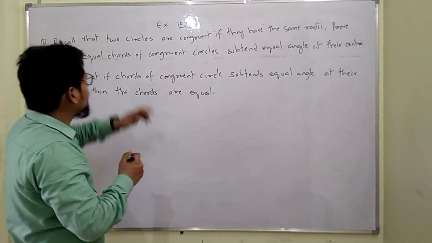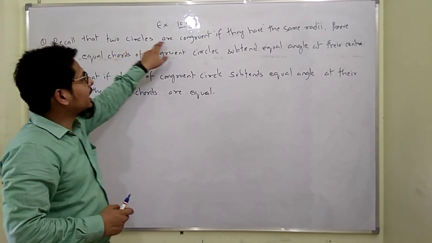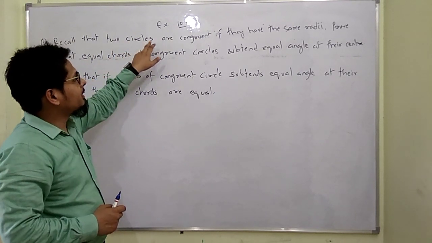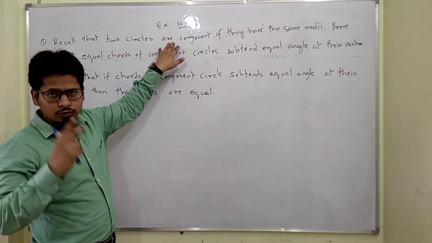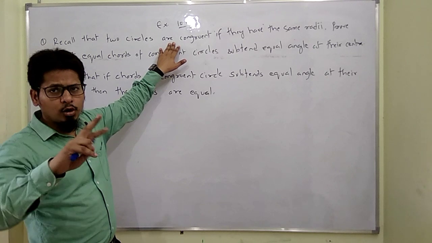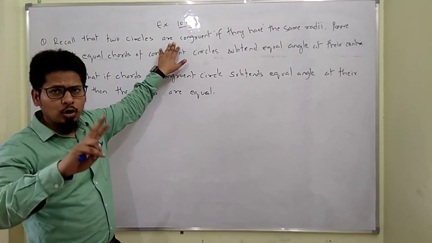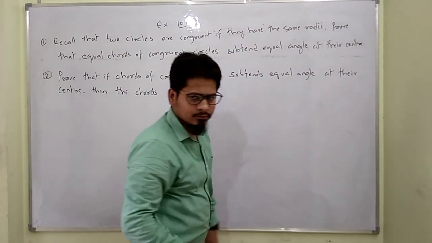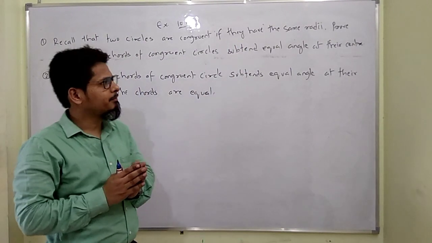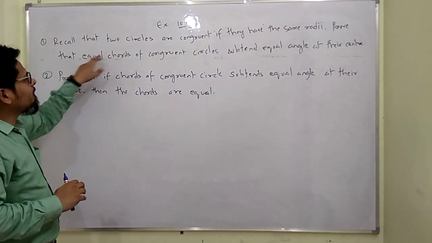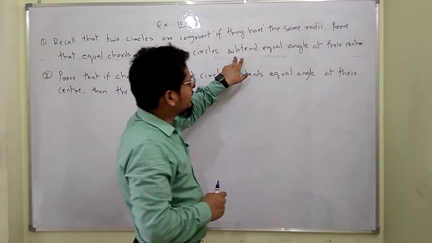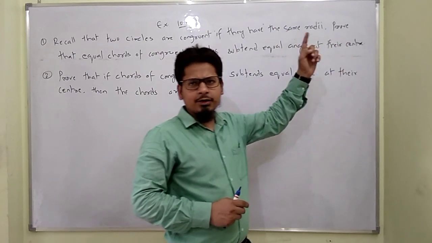Okay, this question is saying two circles are congruent. What is the meaning? The meaning is that the radii are the same. Two circles of the same radius is called congruent circles. Okay, if they have the same radii, we have to prove that equal chords of congruent circles subtend equal angles at the center. This is the first theorem, class.